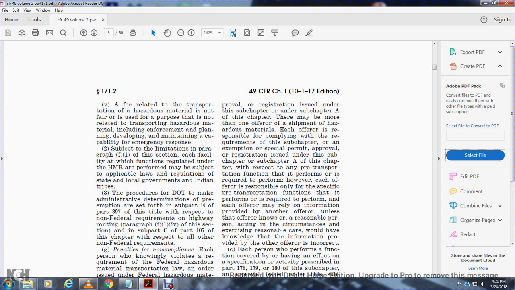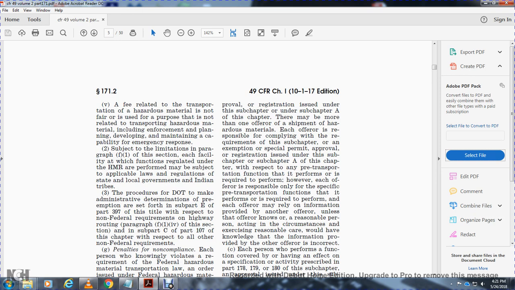But there may be no more than one offer of the shipment that has the material. Each offeror is responsible for complying with the requirements of this subchapter, or an exemption, special permit, approval, or registration issued under this subchapter or subchapter A of this chapter, with respect to the pre-transportation function the offeror performs or is required to perform.